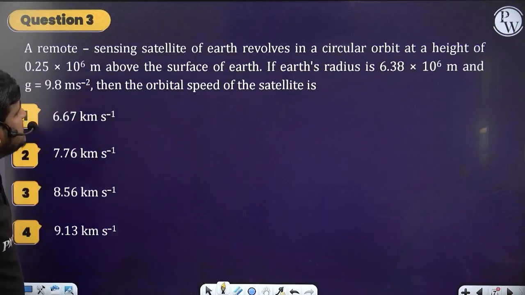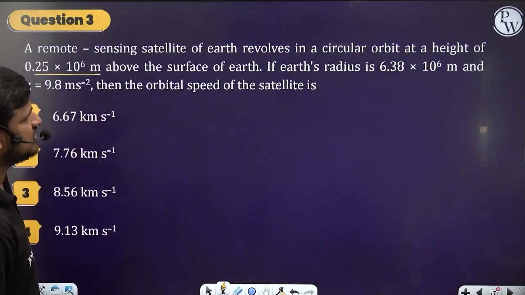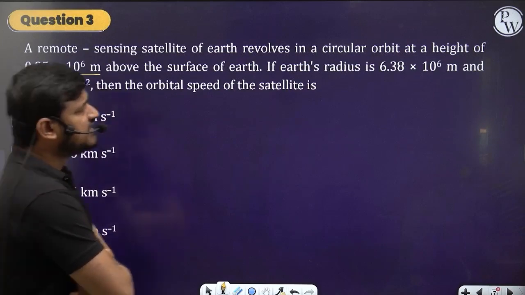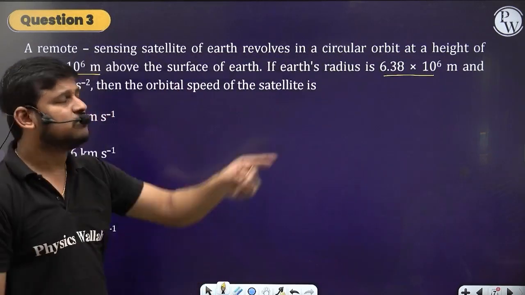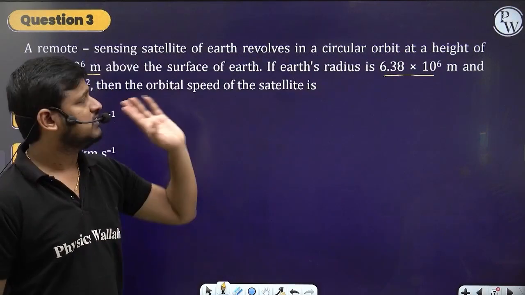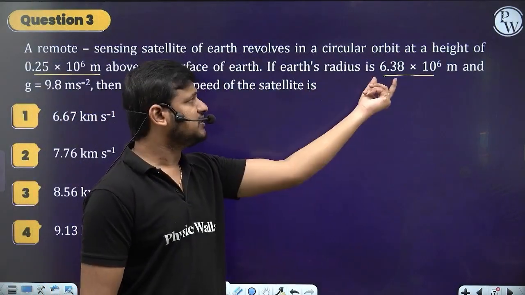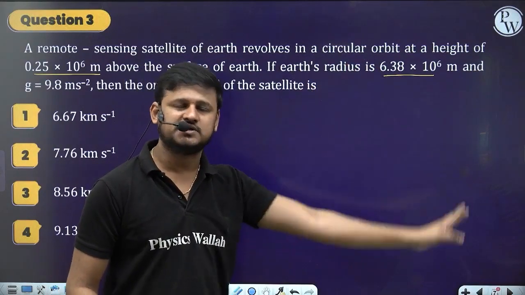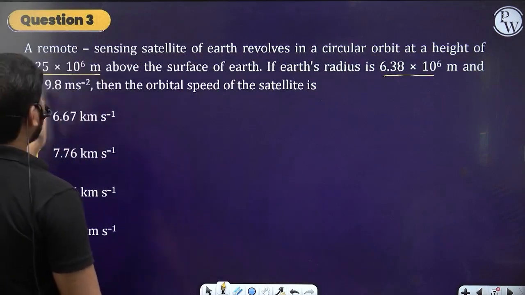A remote sensing satellite of Earth revolves in a circular orbit at a height. This is the height above the surface of the Earth. If the Earth's radius is 6.38 into 10 to the power 6, if they mention it in the question, take that value only. Actually we generally take 6.4 into 10 to the power 6, right? But here in the question they mentioned 6.38 into 10 to the power 6, so take that value only. And the g value also they mentioned.